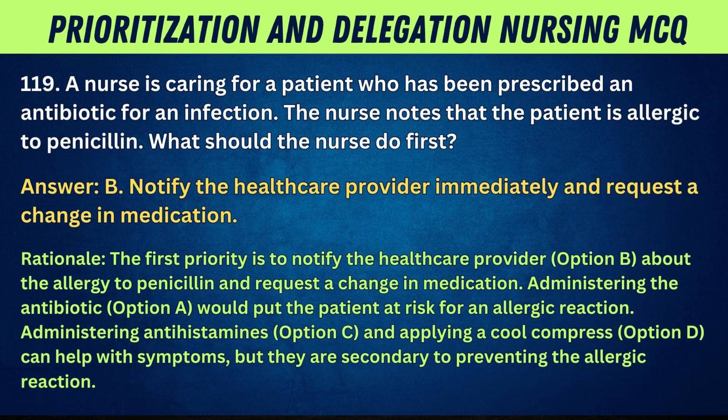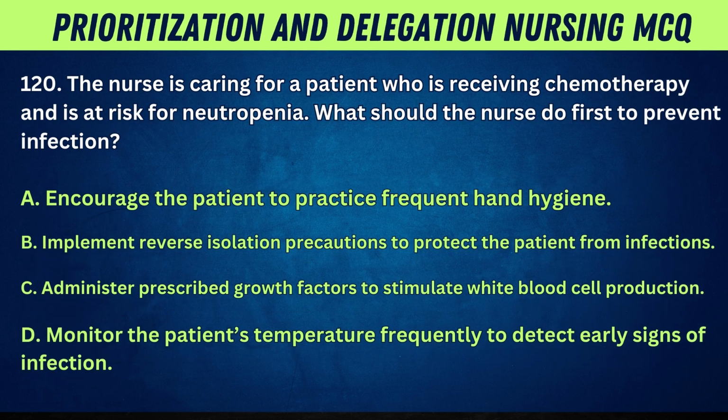Answer. B. Notify the healthcare provider immediately and request a change in medication. Rationale. The first priority is to notify the healthcare provider, option B, about the allergy to penicillin and request a change in medication. Administering the antibiotic, option A, would put the patient at risk for an allergic reaction. Administering antihistamines, option C, and applying a cool compress, option D, can help with symptoms, but they are secondary to preventing the allergic reaction.